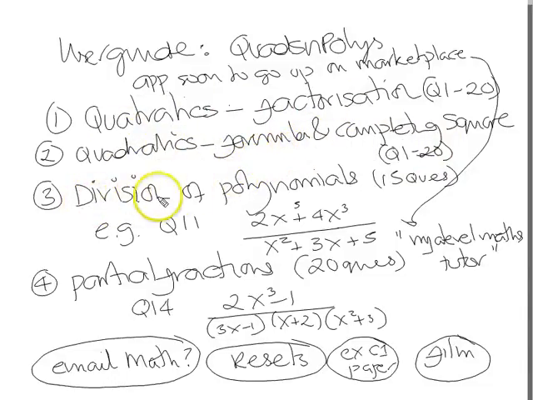And then section 3, division of polynomials. And that could be a hard thing. So I start off with long division of numbers, just a couple of examples, 2 or 3 examples of that. And then we move on to more difficult division of polynomials. And we get increasingly harder as we go along. Might be a couple of easy ones at the end, but generally, example I've put down is question 11.